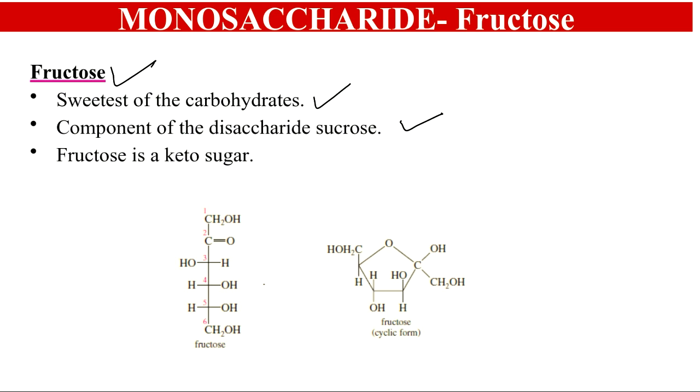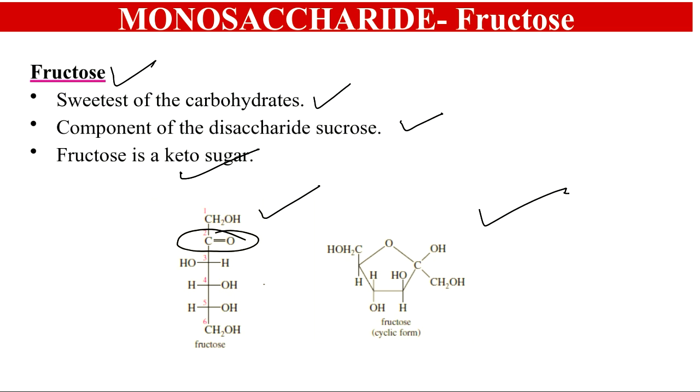When we look at the structures of the disaccharides, we will see that fructose is present in the disaccharide sucrose. And as we just discussed, it is a keto sugar. Why? Because it contains a ketone group. Now, when this fructose, which is a single molecule, gets converted into its cyclic form, it looks like this. So this you have to see.